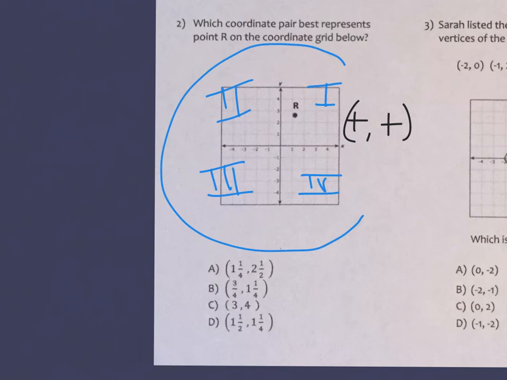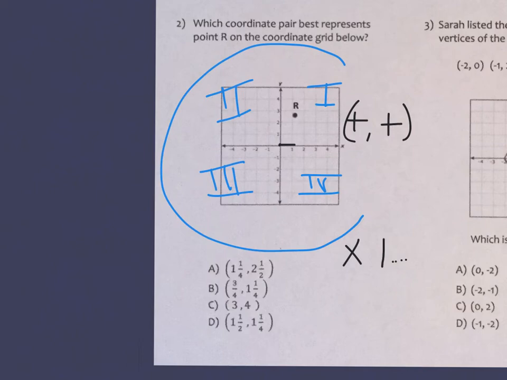Now, let's go back to the origin, because that's where we always begin graphing. At the origin, I notice in order to get to point R, I'm going to have to travel to the right. And I'm going to travel just past the number 1. I see that R is graphed just to the right of the number 1. So I know the X value has to be something that's a little bit more than 1. 1 and a little bit.